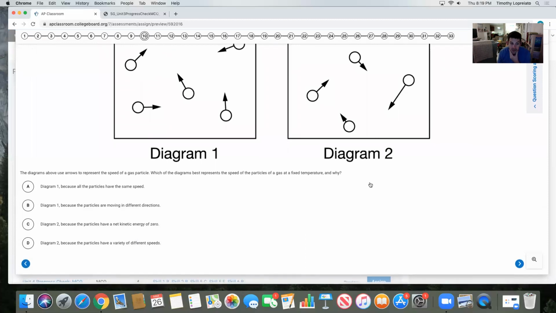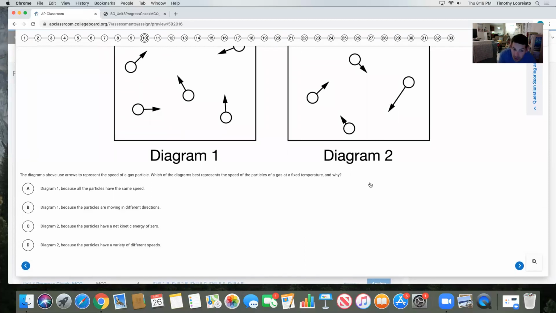All right, so our choice is A, diagram 1 because all the particles have the same speed. Choice B, diagram 1 because the particles are moving in different directions. All right, so between those two, the same speed looks better. The different directions, that doesn't mean anything. Gases are always in constant motion in different directions. Diagram 2, because the particles have a net kinetic energy of 0. That's weird because kinetic energy represents temperature. Diagram 2, because the particles have a variety of different speeds.